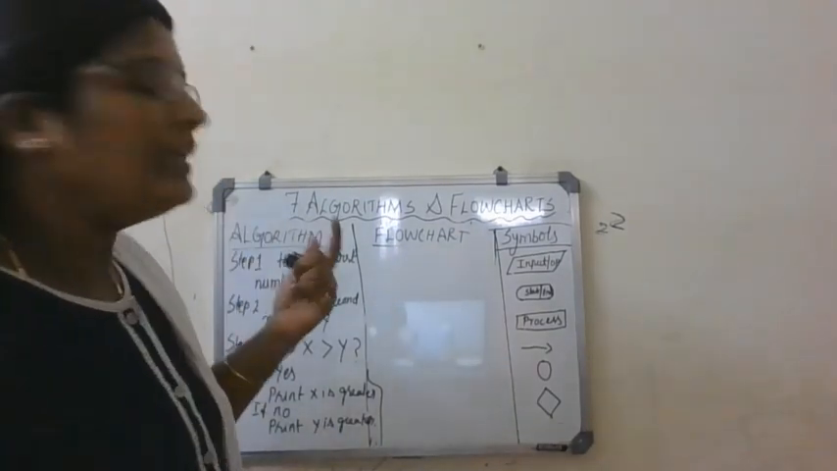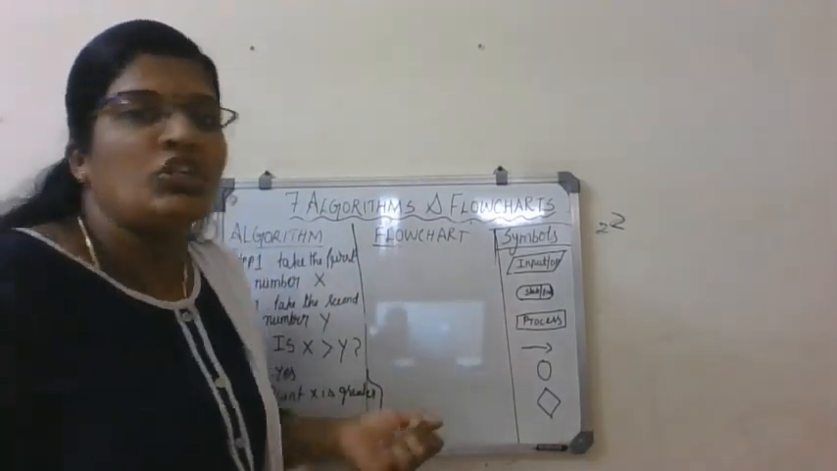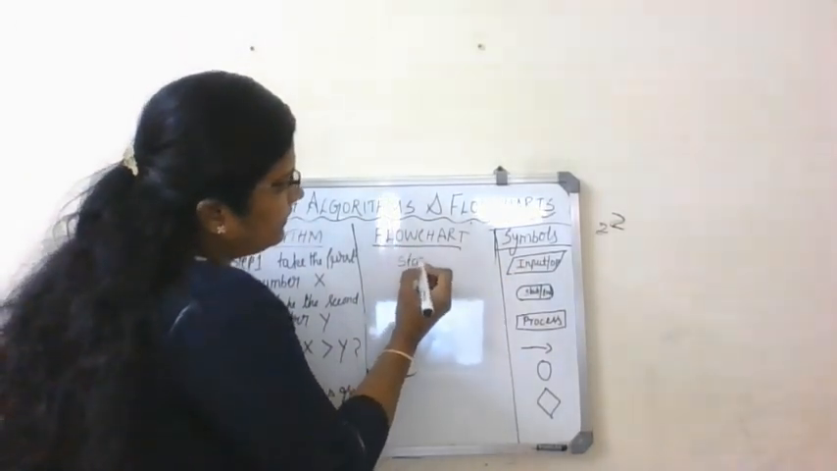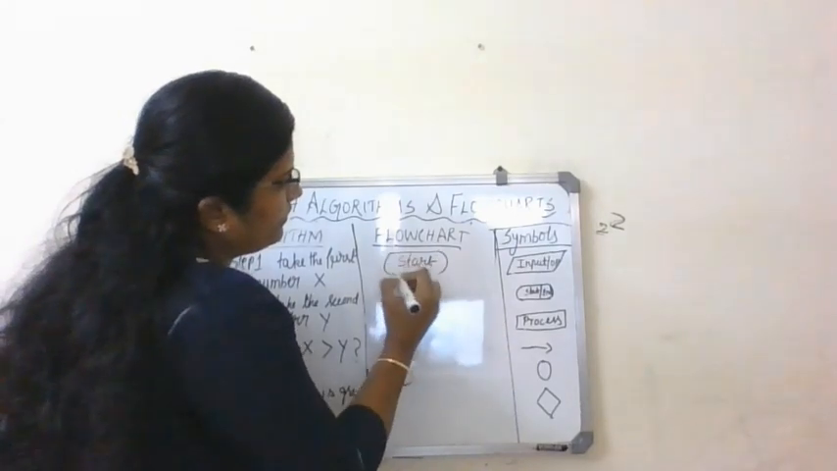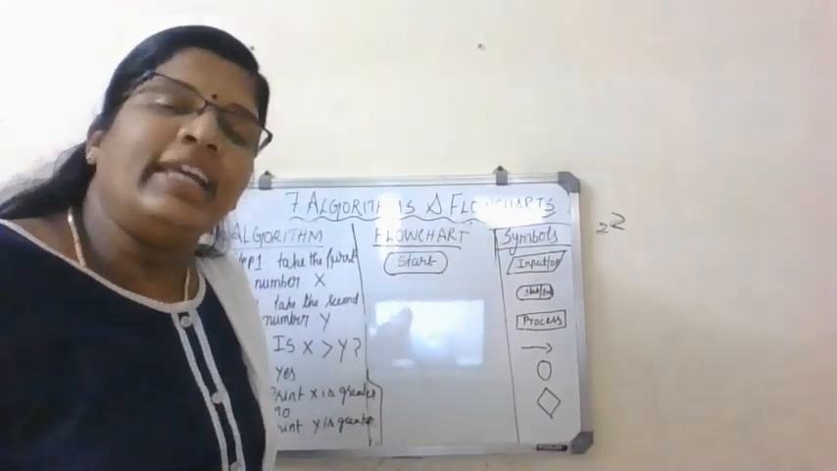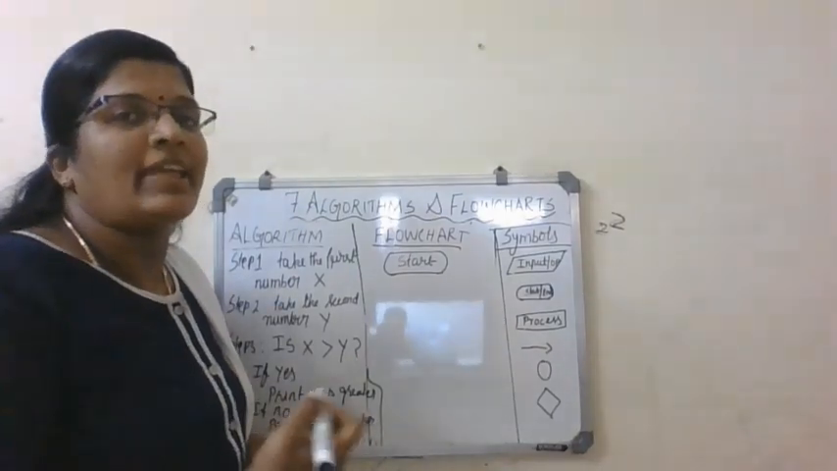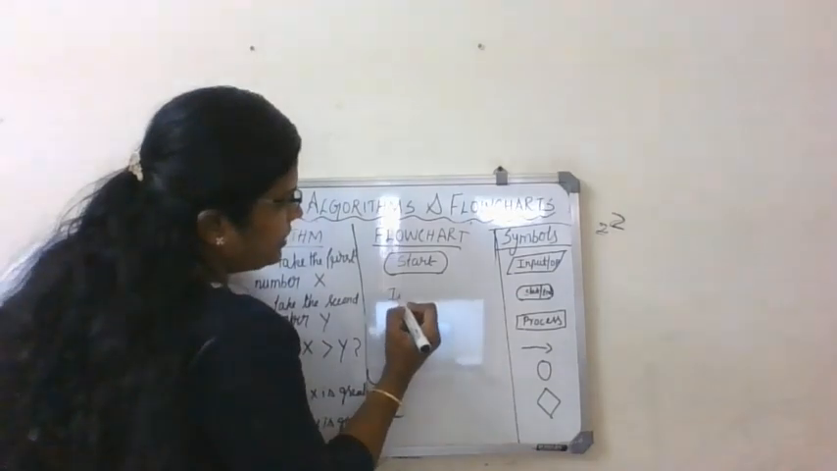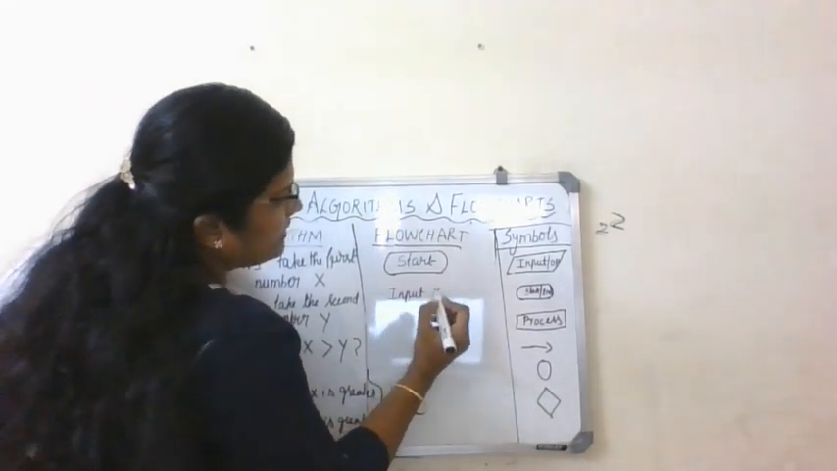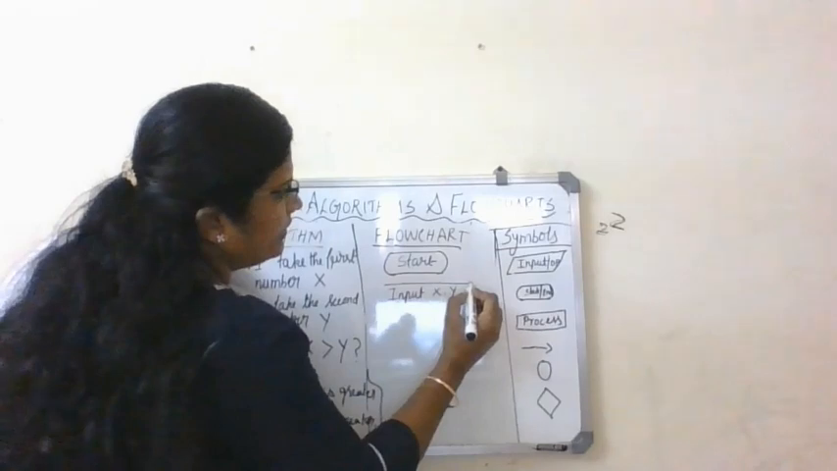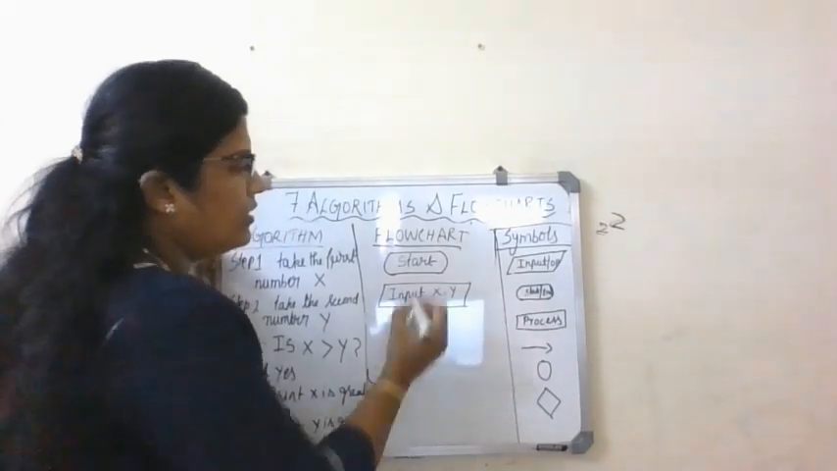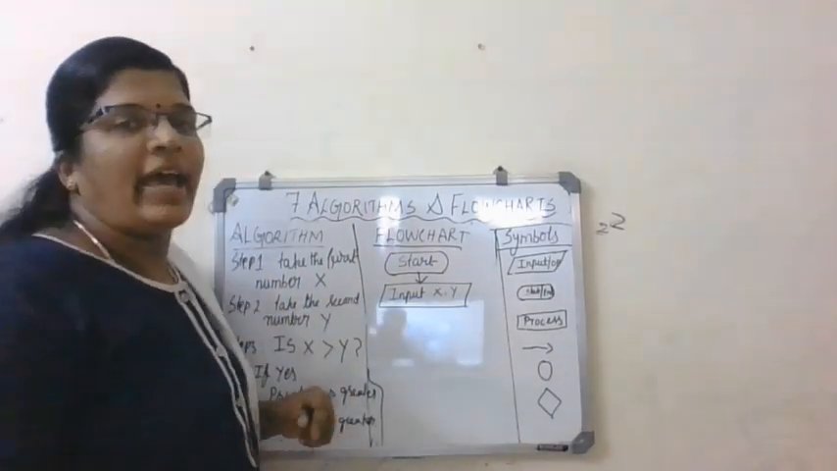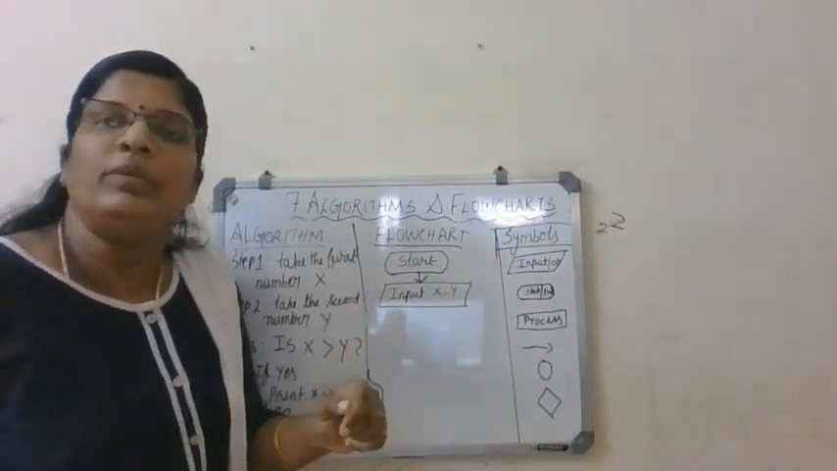Okay. So what would be the first symbol for starting the flowchart? Yes, it's a start button, right? So start. Then the second step is to take the input. How many inputs are we taking? X and Y. So input X and Y. The box is like this. Now I'm drawing the arrow mark. So I have put the arrow mark. I started and I have taken two inputs X and Y.